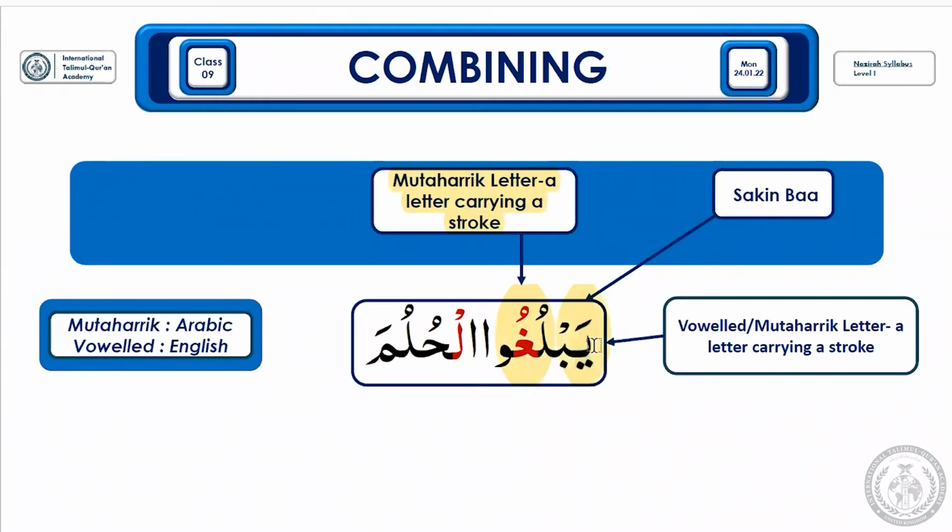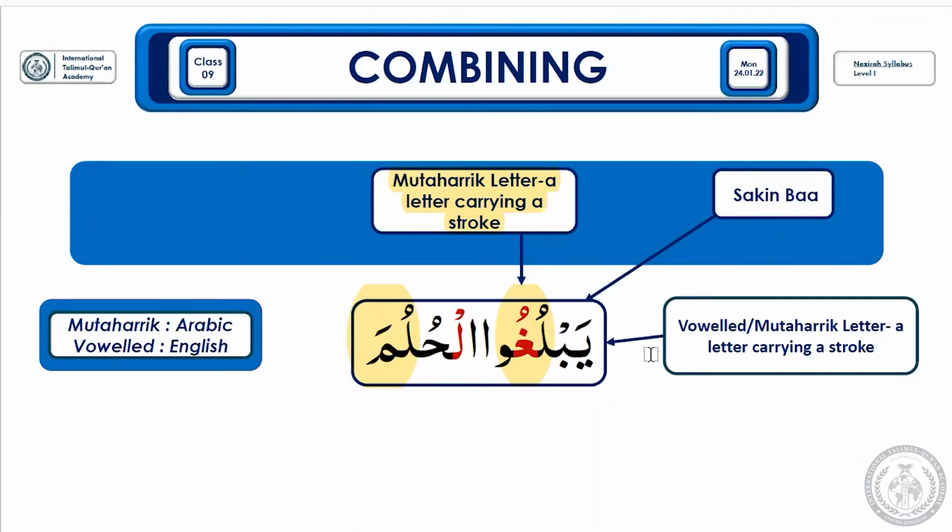Let's see if I can just highlight the ya, if it allows me. All right, this ya has a fatha, so that's also a mutaharrik letter. Mutaharrik basically is an Arabic word and it means a voweled letter in English. So we've got quite a few mutaharrik letters. We've got the ya, the lam, ghain, we've got ha here, lam, and a mim. They're all mutaharrik letters because they've got a short stroke on them.